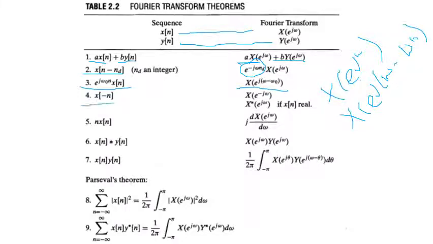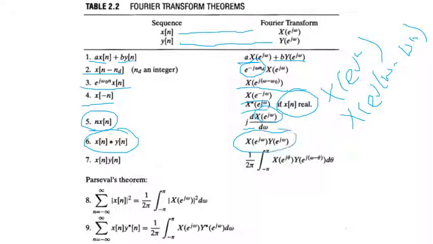If we have a flipped signal, the Fourier transform will become flipped, or we can simply say x conjugate only if x of n is real. If there is a running variable multiplying with x of n, first we take the Fourier transform of x of n, which will be this thing. Then we differentiate the Fourier transform and multiply with j, and it will be the Fourier transform of n x of n. If there is convolution in the time domain, there will be multiplication in the frequency domain.